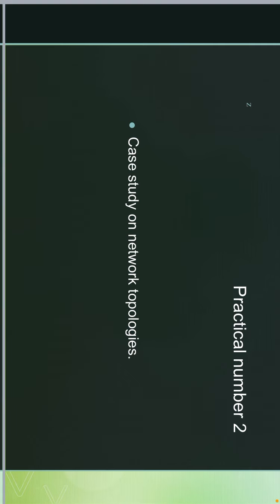Now we had also studied the transmission media. Two types of transmission media we had studied, wired and wireless. For the wired, we have fiber optic cables, coaxial cables, and twisted pair cables. For wireless, we have satellite signals, infrared signals, and Wi-Fi. So these were the examples that we had studied in the transmission media, wired and wireless.